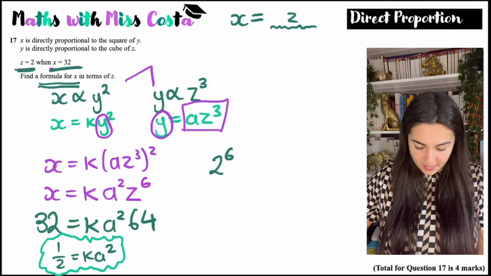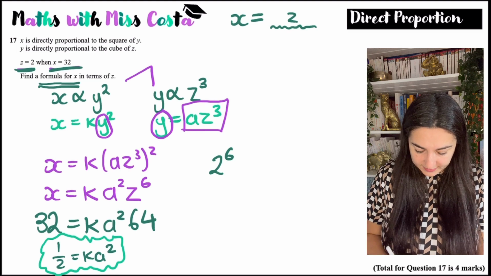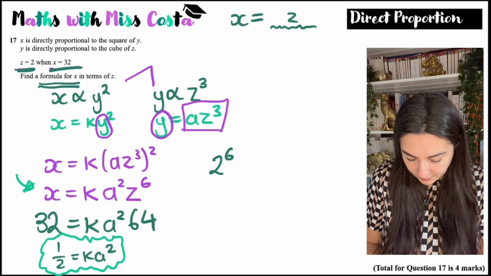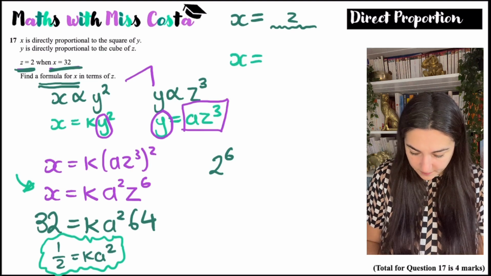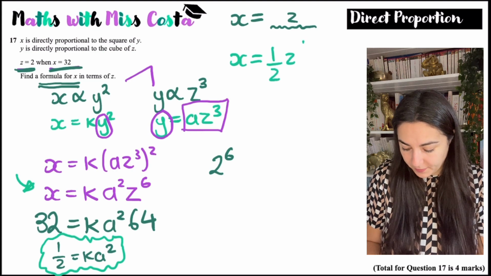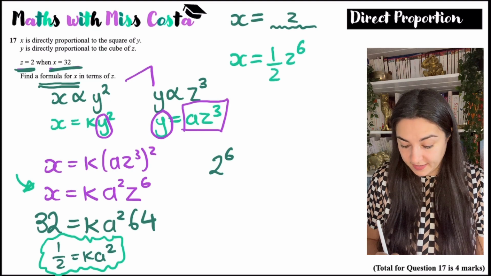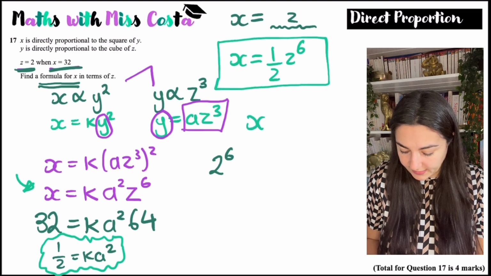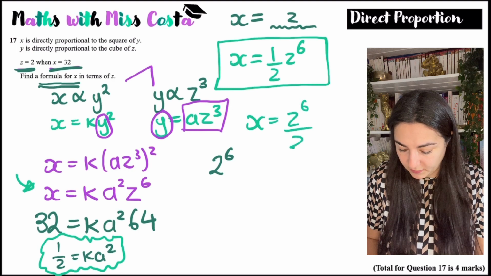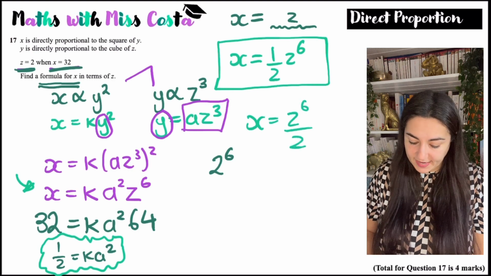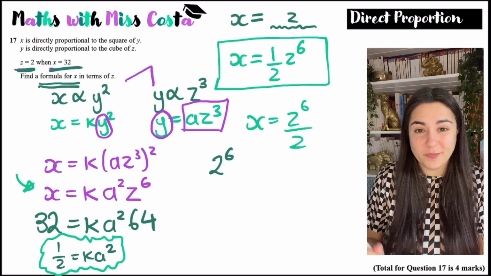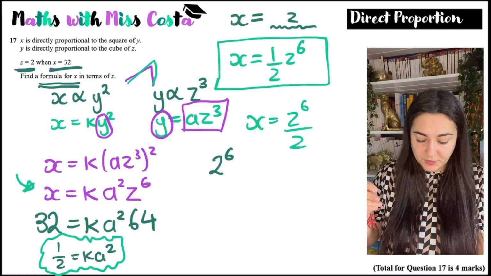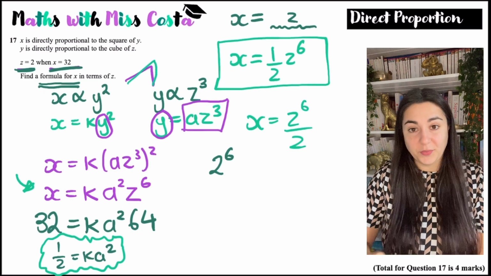So where's my equation? My original equation is over here. And I figured out that k a squared is 1/2. So I could just say x equals 1/2 z to the power of 6. And that's it. That's your final answer. That's how you could write it. Or you could say x equals z to the power of 6 over 2, because obviously they're the same thing. But that's how you'd find a formula for x in terms of z. The tricky part here is realizing that you have two equations, so you can substitute them into each other and just jiggle things around.